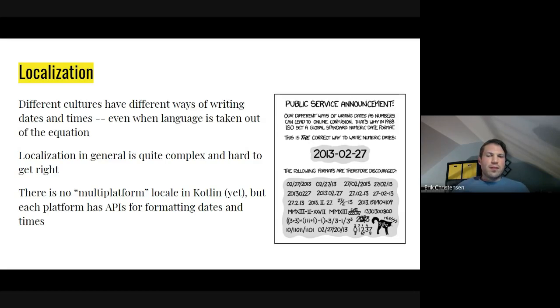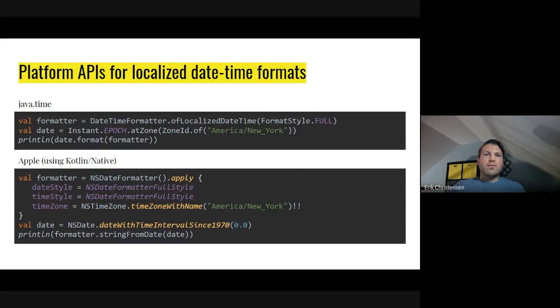As I think probably a lot of you already know, localization in general is pretty complex and can be hard to get right. And there is no multi-platform locale in Kotlin yet, but each platform does have APIs for formatting dates and times. So if we take a look at some of the APIs for Java and on Apple here, we see that in this example, they're pretty similar to each other.